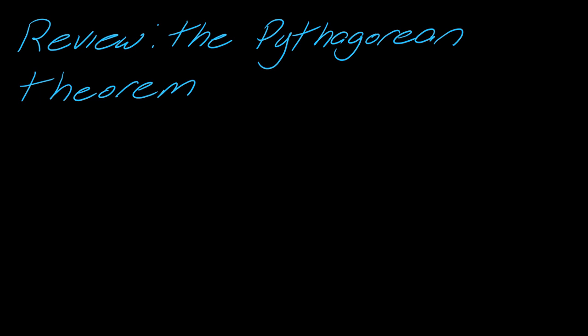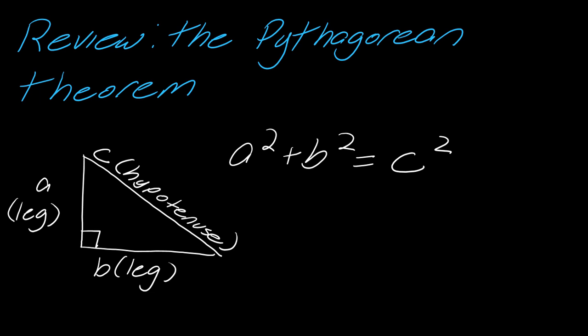So there's two things that we need to review. The first is the Pythagorean theorem. I'm assuming if you're in trig, you probably already know this. You've got your two legs, and then you've got your hypotenuse, and you've got a squared plus b squared equals c squared. This is going to be relevant for what we're talking about today.